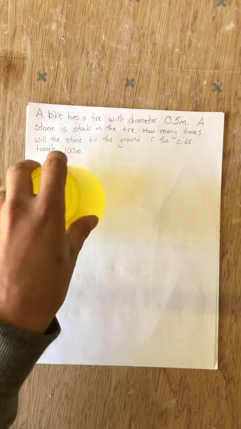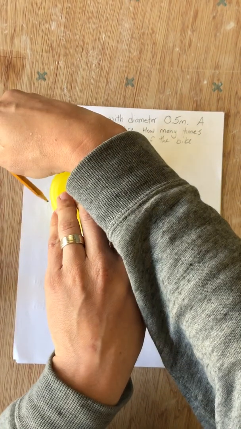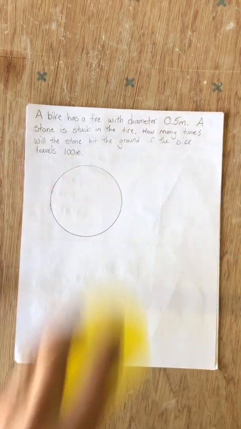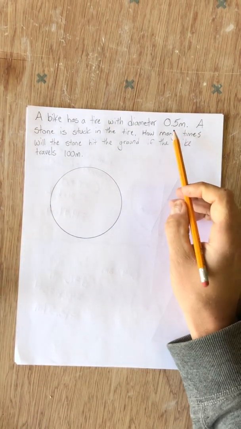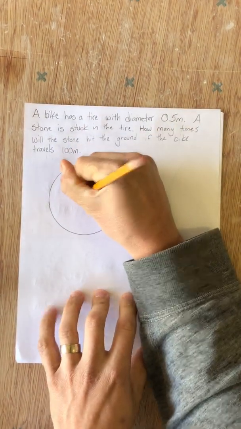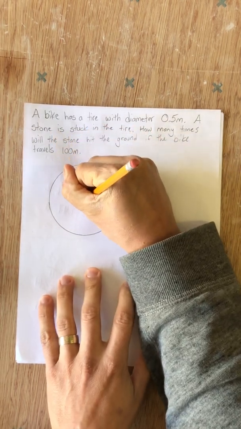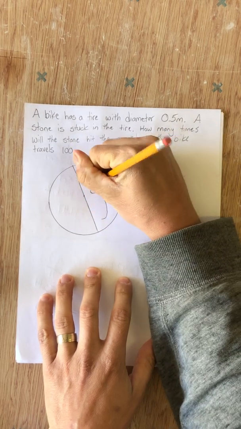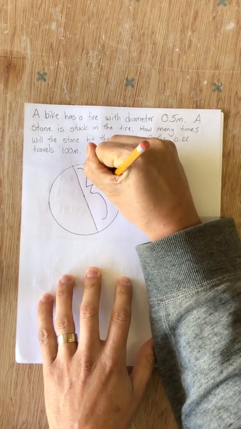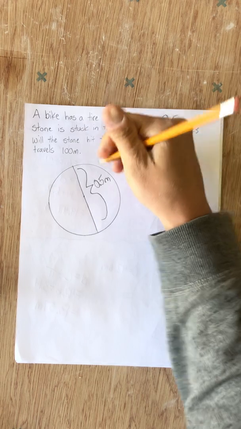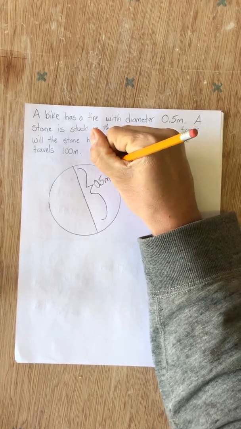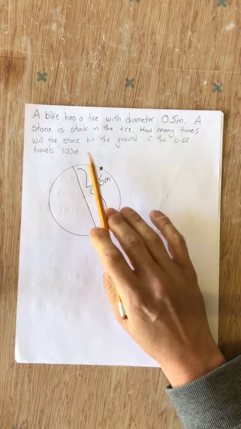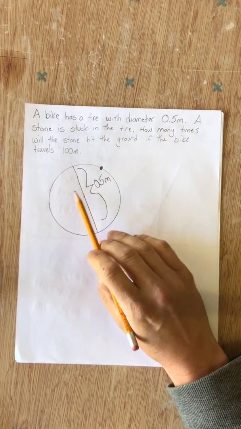Okay, let's think about what's going on here. We have a circle, a tire. We're told that the diameter of that circle, the distance all the way across, is 0.5 meters. We're also told there's a stone stuck in the tire, and we want to know how many times this stone will hit the ground if the bike travels 100 meters.